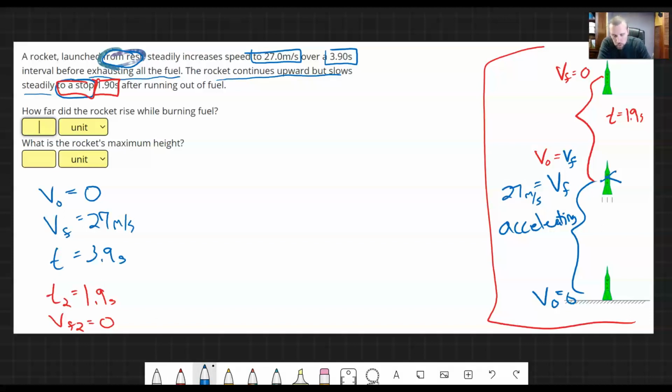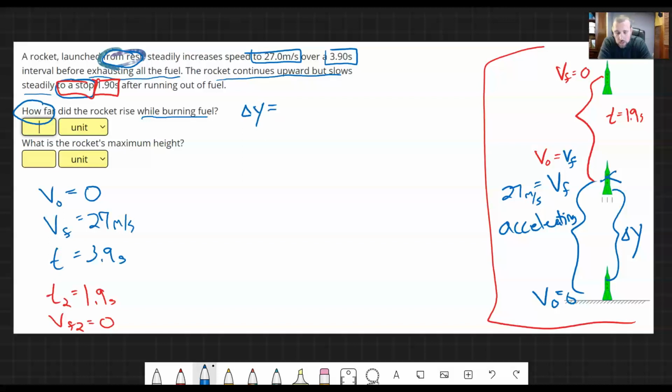We want to know how far did the rocket rise, so that's a displacement. Did the rocket rise while burning fuel? So that means for the initial part, the blue section, how far did it go? So we want to know delta y in this case, because it's vertical. If you did delta d, it's not a big deal, but because it's a displacement, vertical distance for that portion right there.